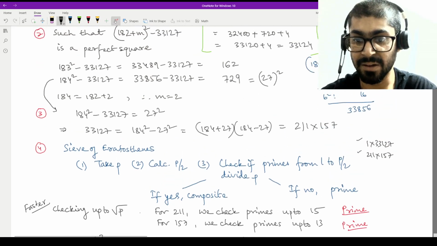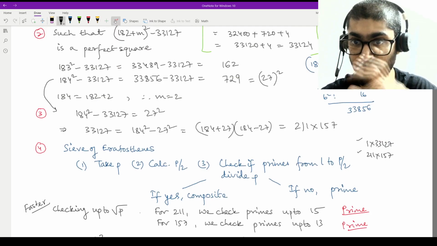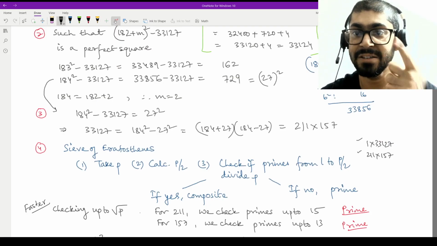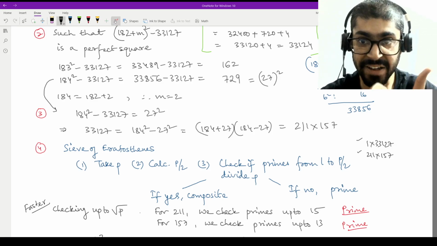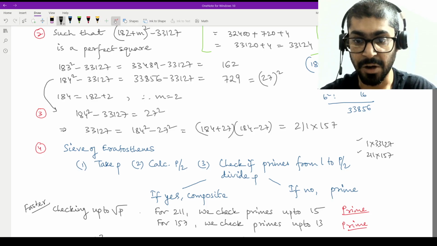So I'll bring the text a bit down. So there are the two pairs just below the camera that I've written, 1 into 33127 and 211 into 157. 211 into 157 is the pair that we already know. We need to find k such that we meet the conditions of the first one. Alright, so how will we go through it?